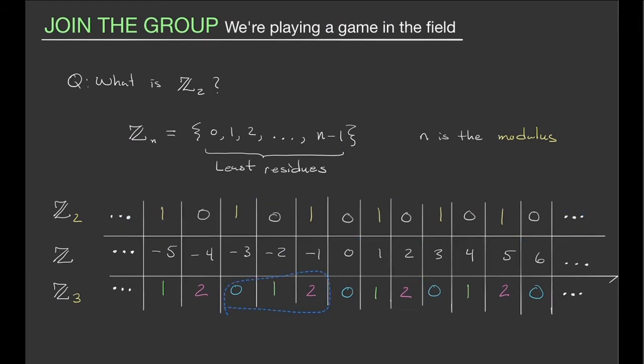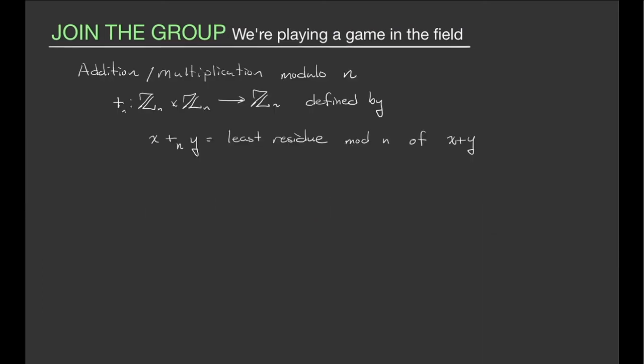So we go 0, 1, 2, 0, 1, 2, 0, 1, 2, and it will just repeat forever like that, because all you're doing is shifting each of these numbers by the modulus enough times to get down to one of the least residues. Now we define addition, or later multiplication, modulo n in the following way. Addition, at least, and multiplication would work very similarly.